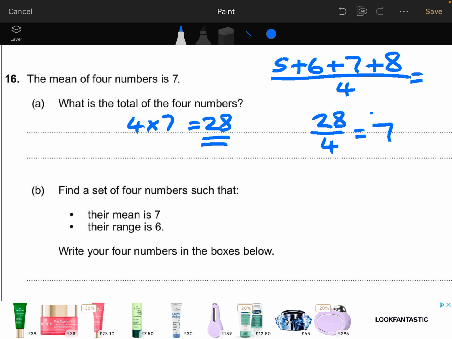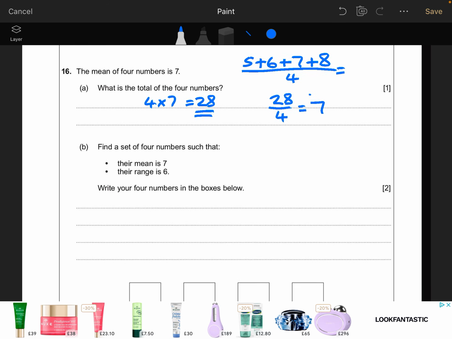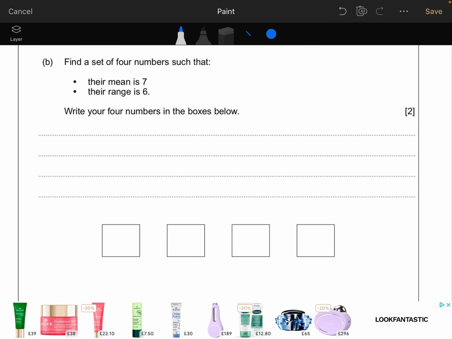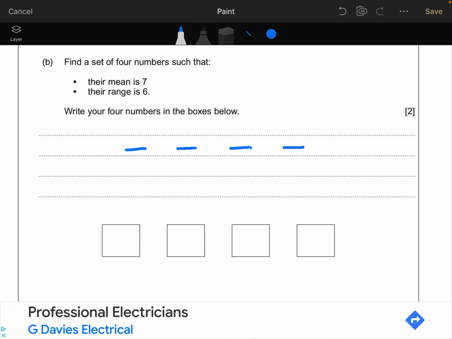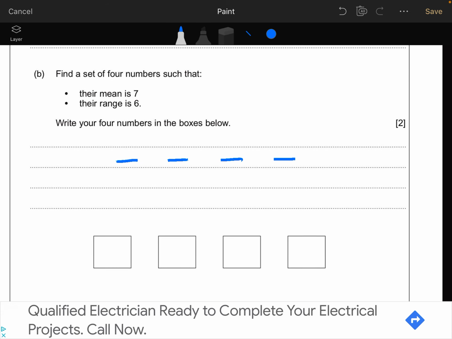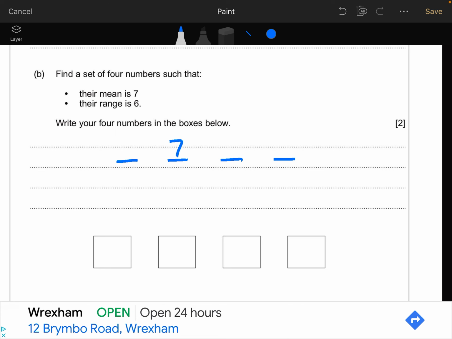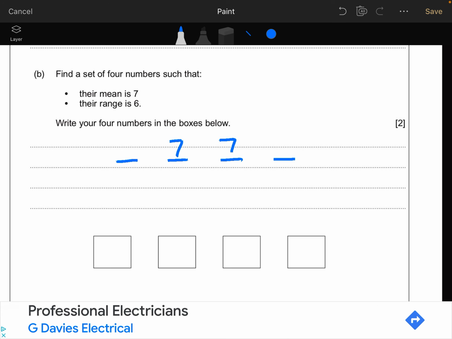Part B. Find a set of 4 numbers such that their mean is 7 and their range is 6. Write your 4 numbers in the box below. Well, there are multiple answers that are possible for this. So we've got 4 values. I'm going to show working here by writing out some blanks first of all. We want 4 numbers in there. We want the mean to be 7. It doesn't say that I have to have all different numbers. Okay, so I could probably put 7 as the 2 middle numbers. That would make life a little bit easier.